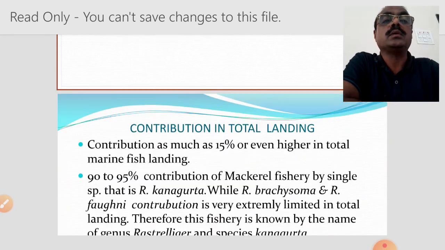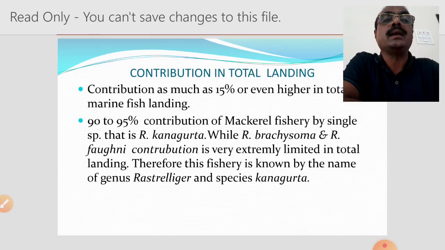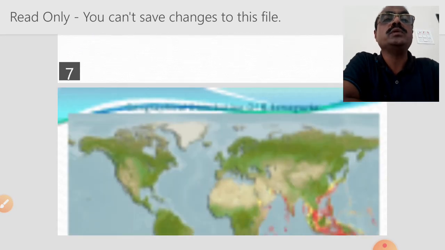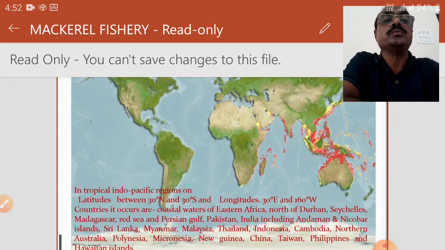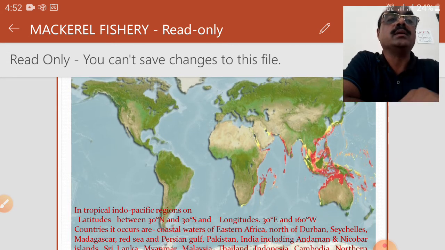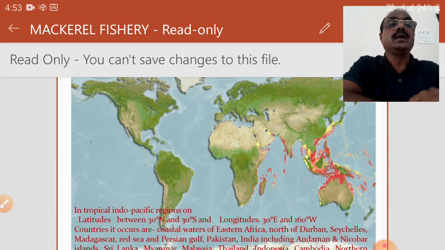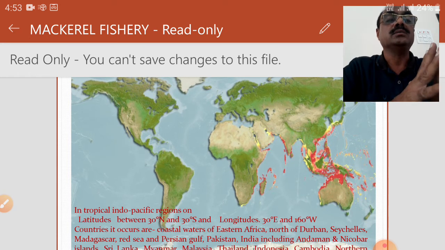Now, I have already told the contribution to the total marine landing, that is 15%. Now we will see the general distribution or local distribution of the mackerel fish. Look at the map of the world. The reddish spots indicate the occurrence of mackerel fish. Generally in the Indo-Pacific region, between latitudes 30 degrees north and 30 degrees south, this fishery is restricted, while on longitudes it is restricted between 30 degrees east and 160 degrees west.